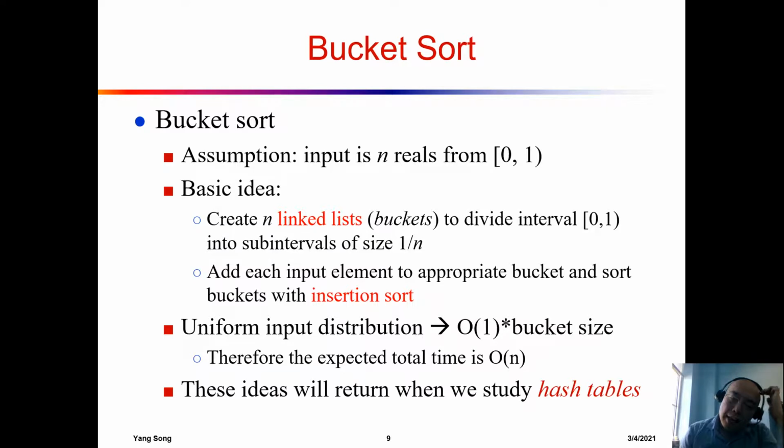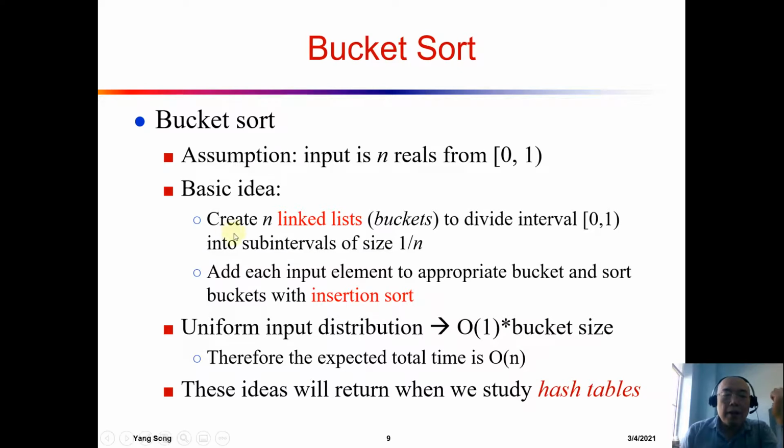Okay, and then our strategy will be to create n linked lists, and each linked list we call a bucket, and the size of the bucket will be 1 divided by n, depending on how many buckets you have. One of the easy things we can do is assume that the number of buckets is 10. Then from 0 to 0.1, that is bucket 1, and 0.1 to 0.2 is bucket 2. So we have a total of 10 buckets.